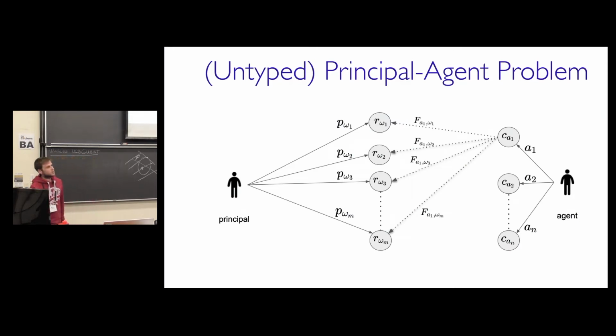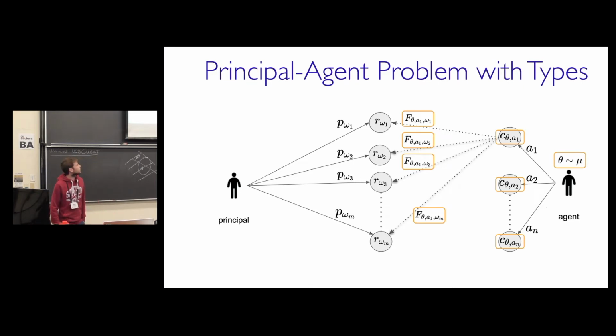So this is an illustration of our setting. We have an arbitrary number of outcomes, omega 1 to omega m, and each outcome has a reward. Then we have an agent with an arbitrary number of actions. Each action has a cost and a probability distribution over the possible outcomes. While the second player, the principal, must set a vector of payments with a payment for each outcome.